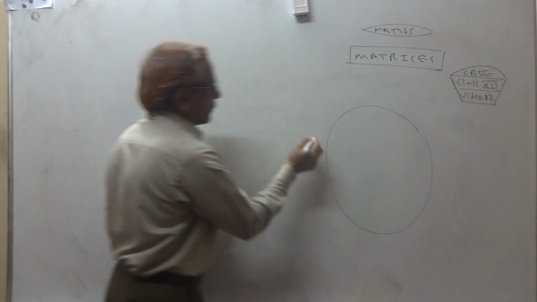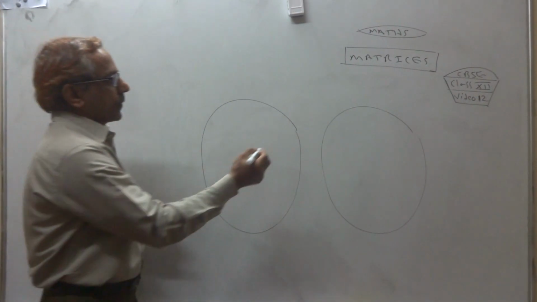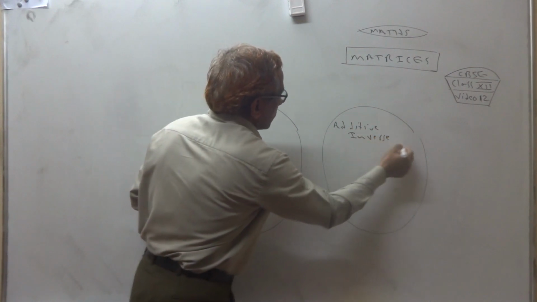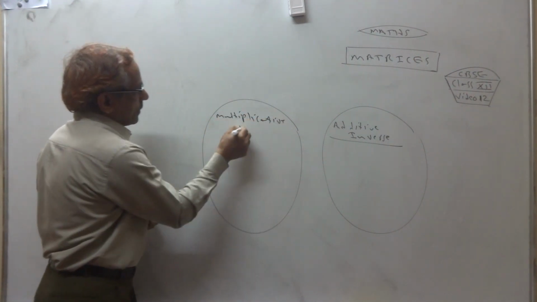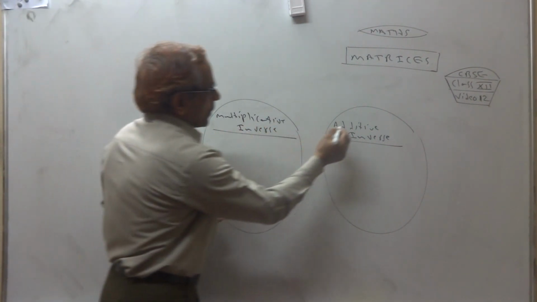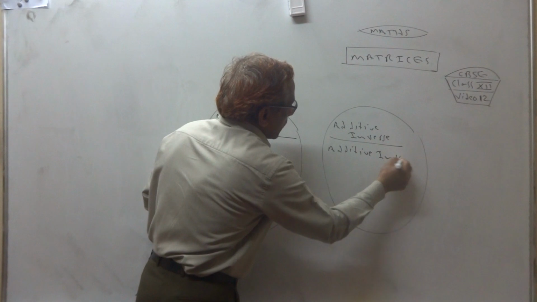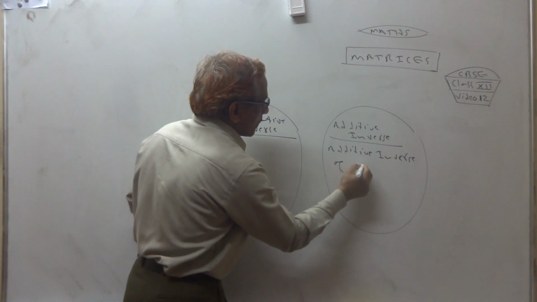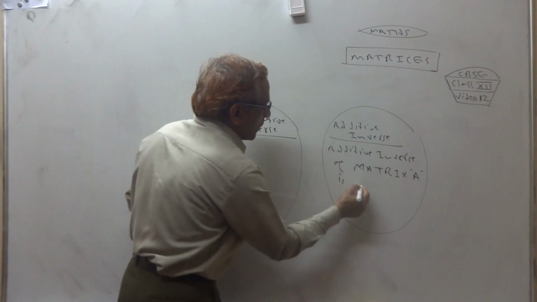See, we have two types of inverses. One is additive inverse and one is multiplicative inverse of a matrix. So you know what is additive inverse of matrix A? It is simply minus A, that's all.